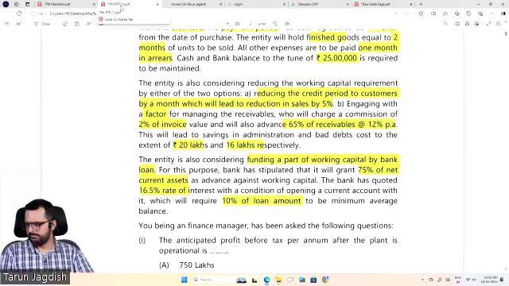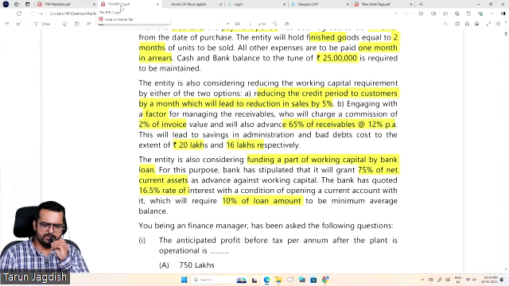Advance 65% of the receivable at how much percent per annum? 12%. Then they are saying this will lead to savings in administration and bad debts cost. So write down subpoint number 3. Savings in administration cost.